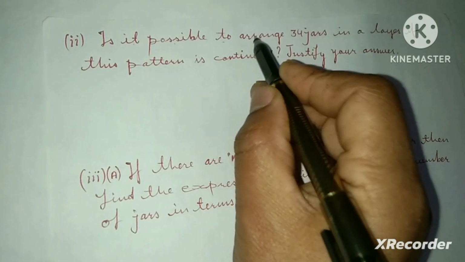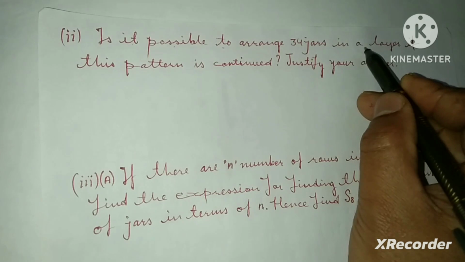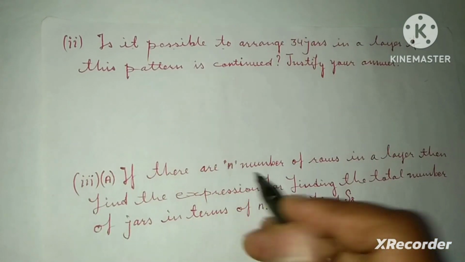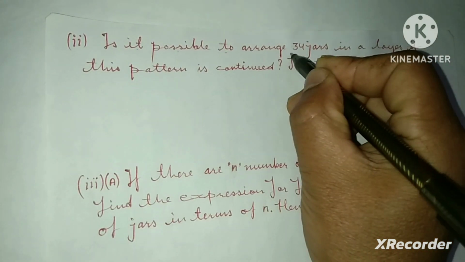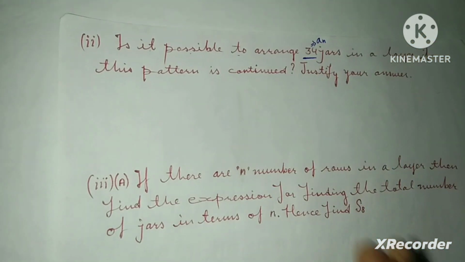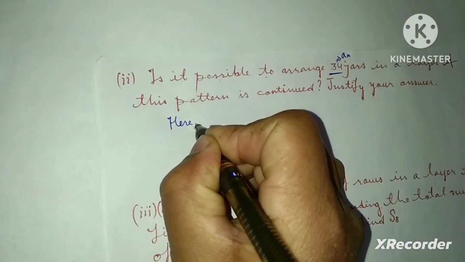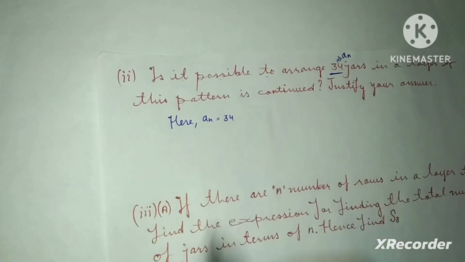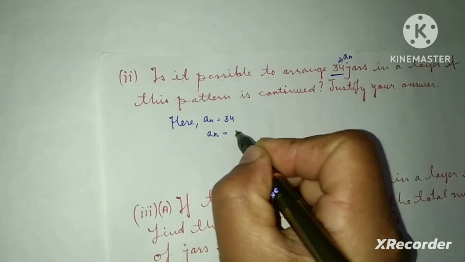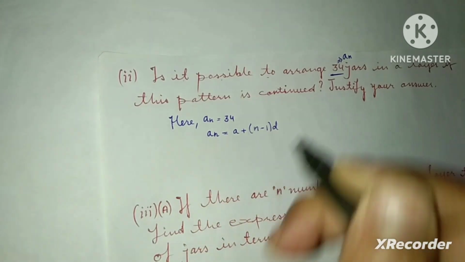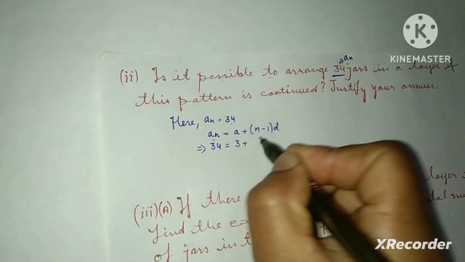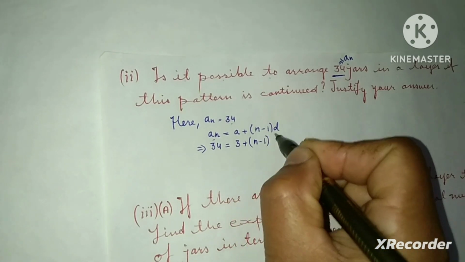Now question number 2. Is it possible to arrange 34 jars in a layer? If this pattern is continued, justify your answer. Suppose this 34 is An. So here An equal to 34, right? Now we have An equal to A plus n minus 1 d. An is 34, A we have 3 plus n minus 1, d we have 3.